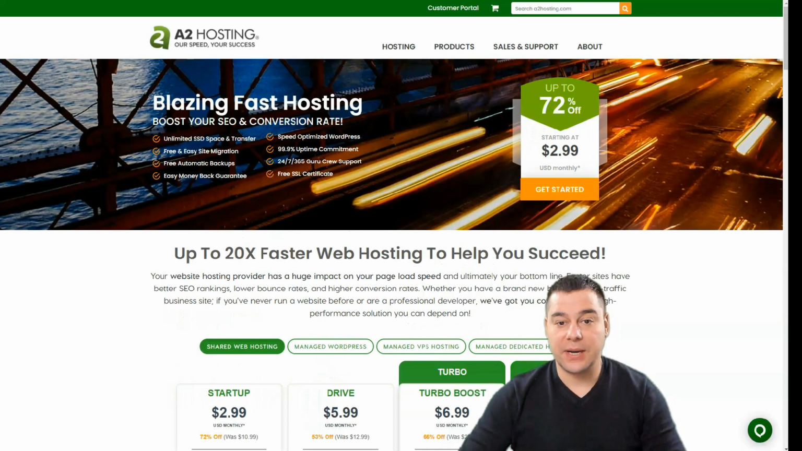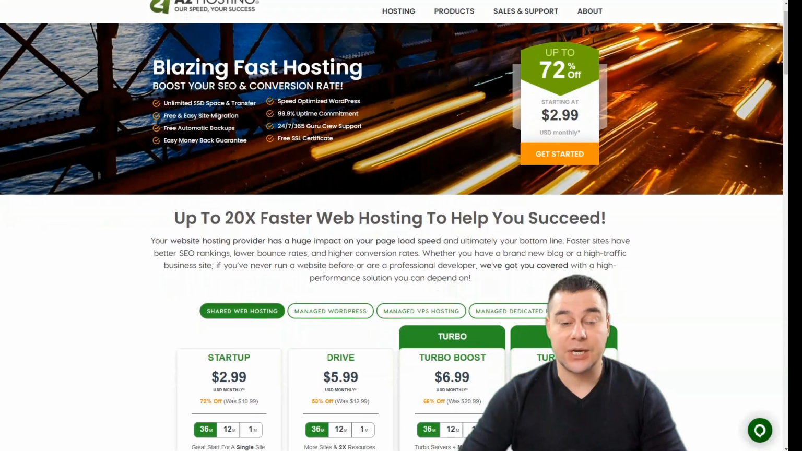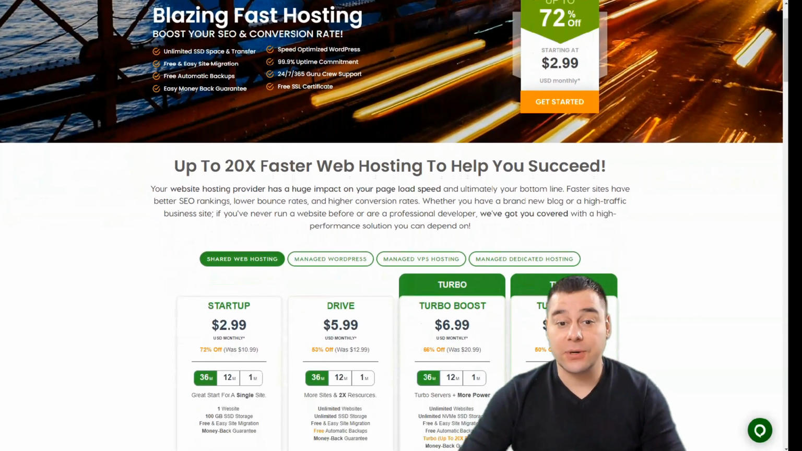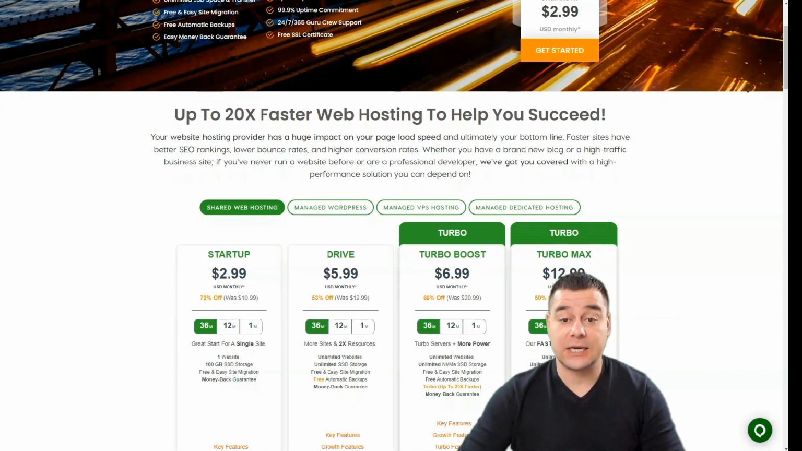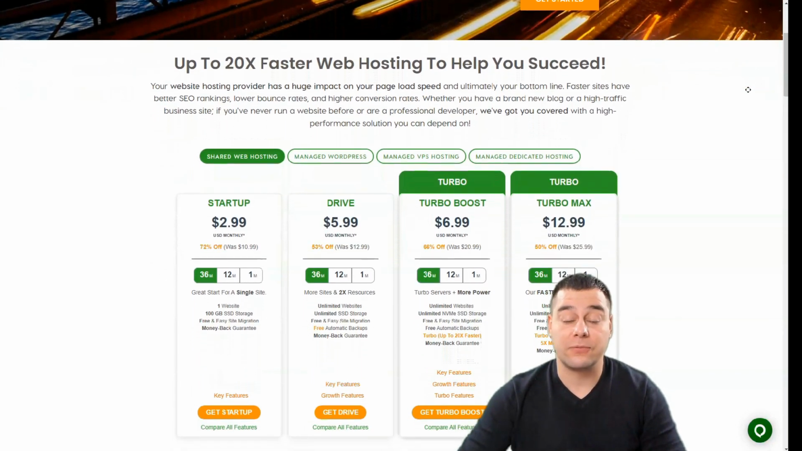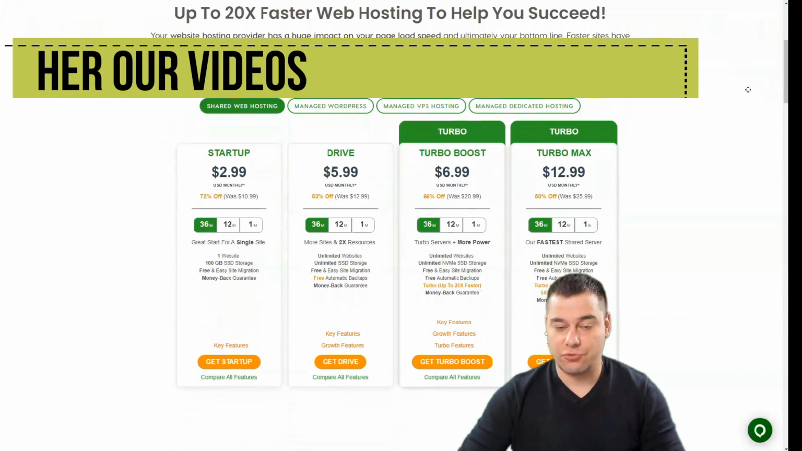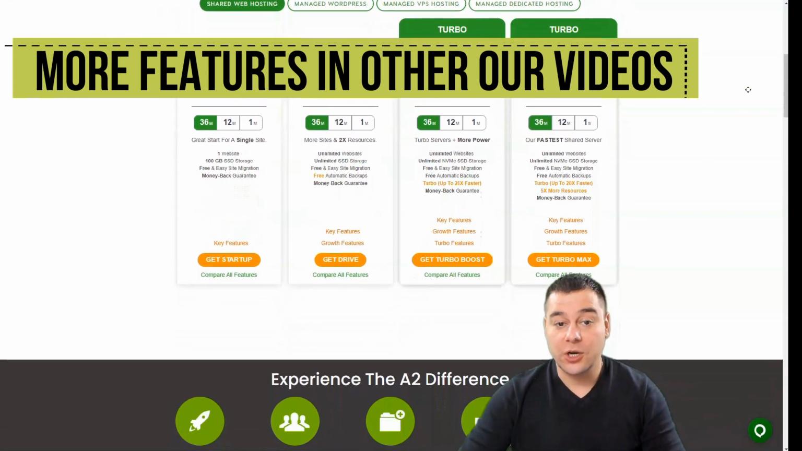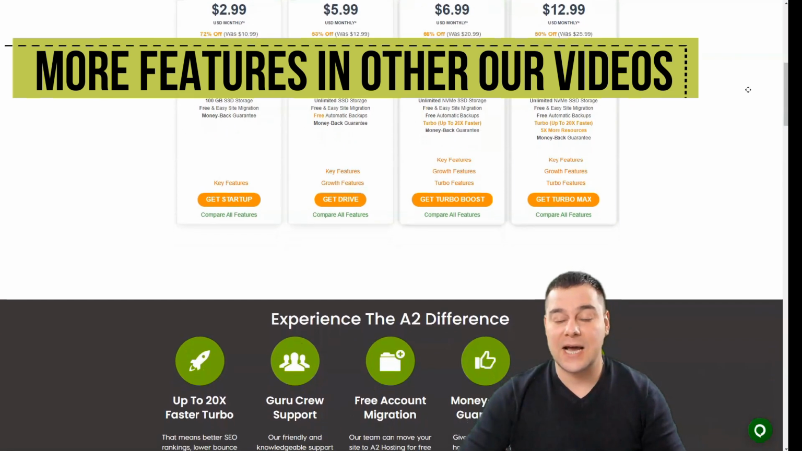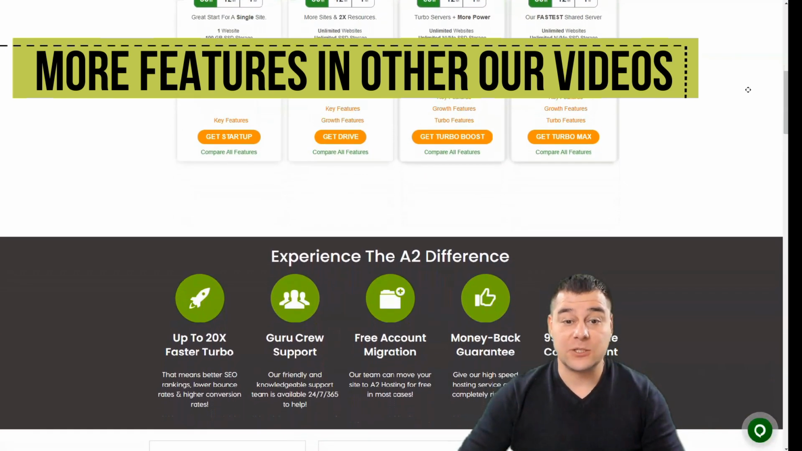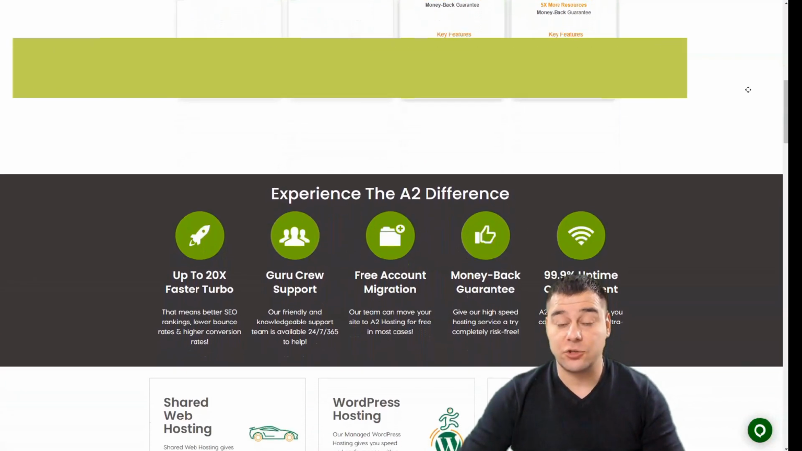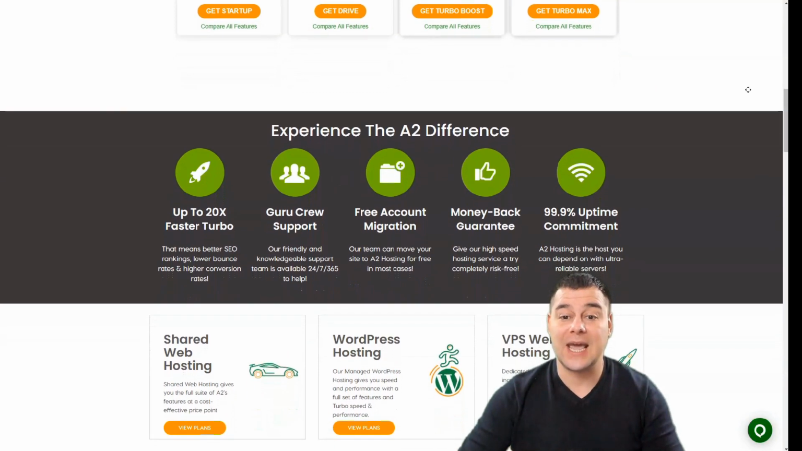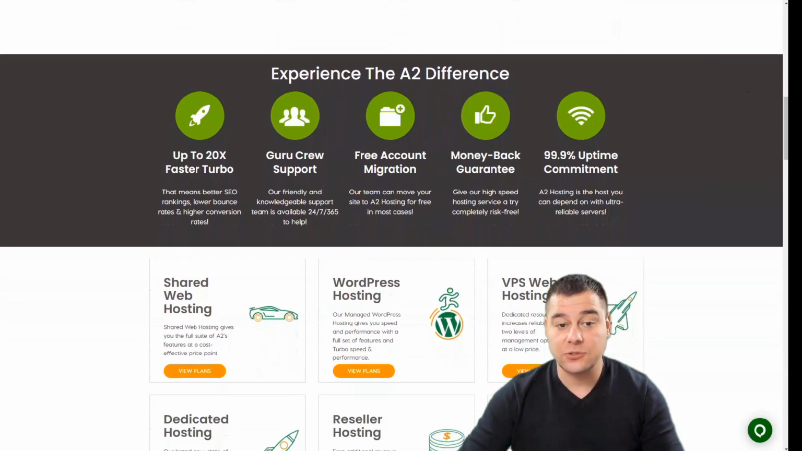A2 Hosting is the best hosting option for speed and uptime guarantees. A2 Hosting is renowned for its load time. The latest test reveals that it is slightly more than 300 milliseconds, which is a great result. The web hosting company offers a turbo boost feature, which promises up to 20 times faster loads. That speed comes with reliability. The average uptime is 99.98%, which exceeds industry standards.